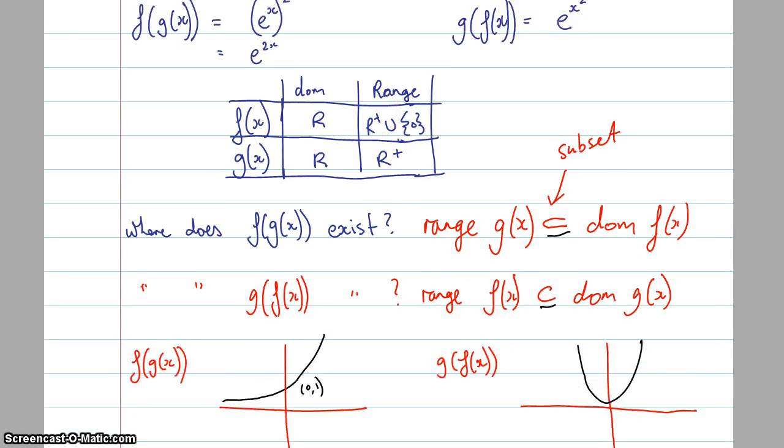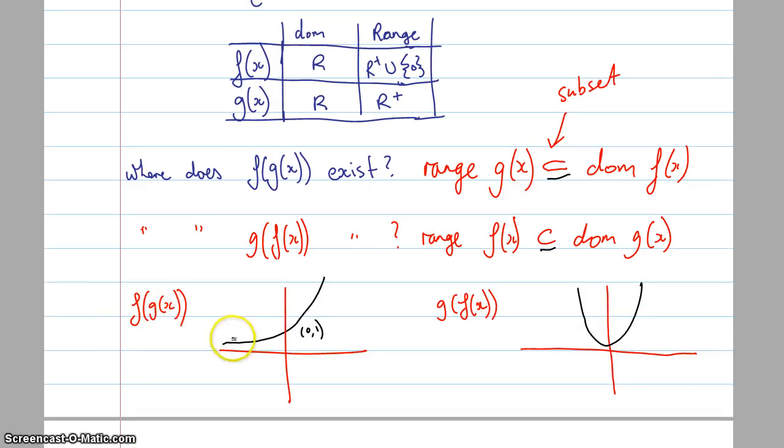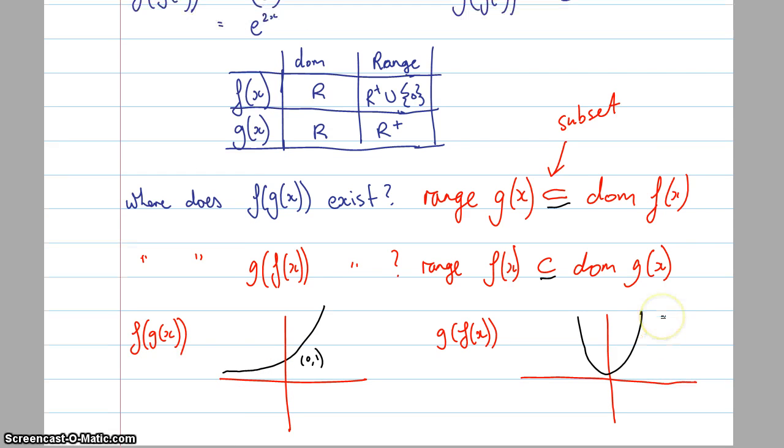So what I end up getting is f of g of x looks something like this, and g of f of x looks something like this. You're not really expected to be able to draw them like that because they are quite complicated, but that's what they look like in the end.